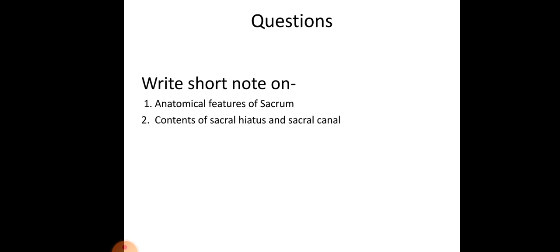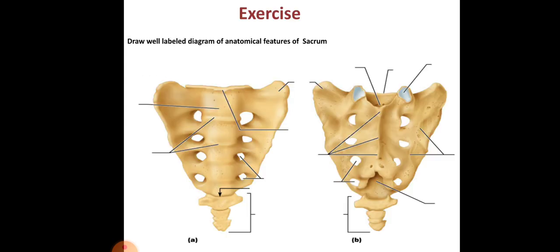Now the questions which are important from this topic. Write a short note on anatomical features of the sacrum. Then the second question is contents of sacral hiatus and sacral canal. These are always confusing. What are the contents of sacral hiatus and sacral canal? So you just go through it and remember.